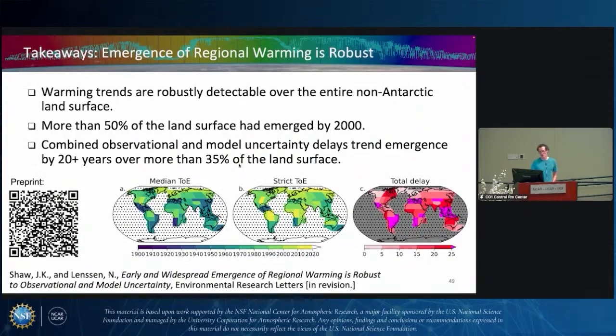So to summarize, this emergence of regional warming is robust despite accounting for these different sources of uncertainty. And our delays are large. More than 50% of the land surface had emerged by the year 2000, but more than 35% of the land surface is delayed by more than 20 years.